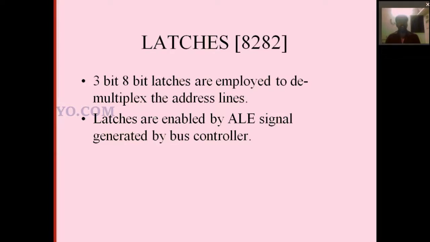The latches are controlled by the ALE signal. ALE means address latch enable. To enable the latches for address, that is ALE. So the ALE signal operates the latches to produce the address. This ALE comes from the 8086 microprocessor or the bus controller. In maximum mode it comes from the bus controller; in minimum mode it comes from the microprocessor.